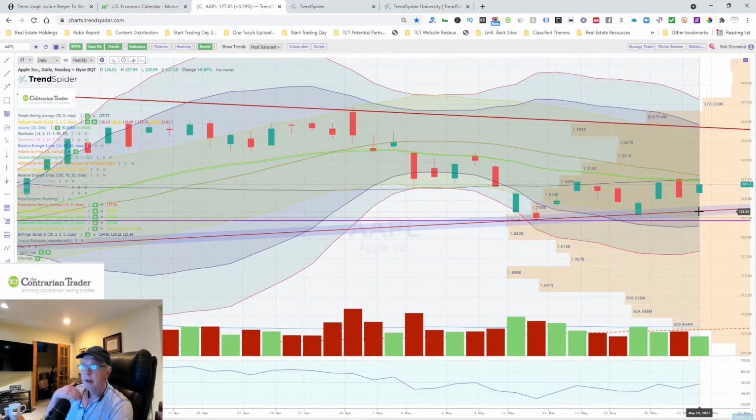So with bonds moving up higher, yields pulling back, that's going to give these tech stocks some room to run to the upside.